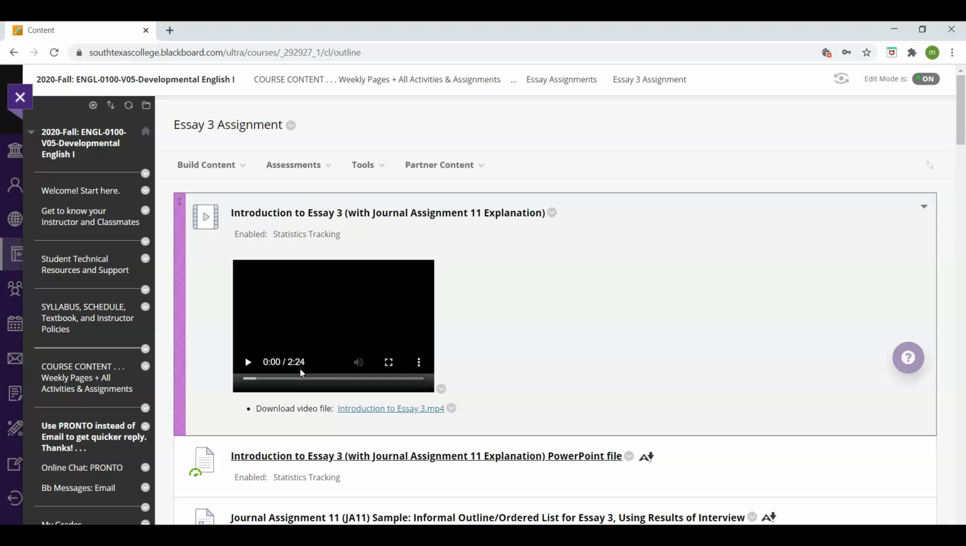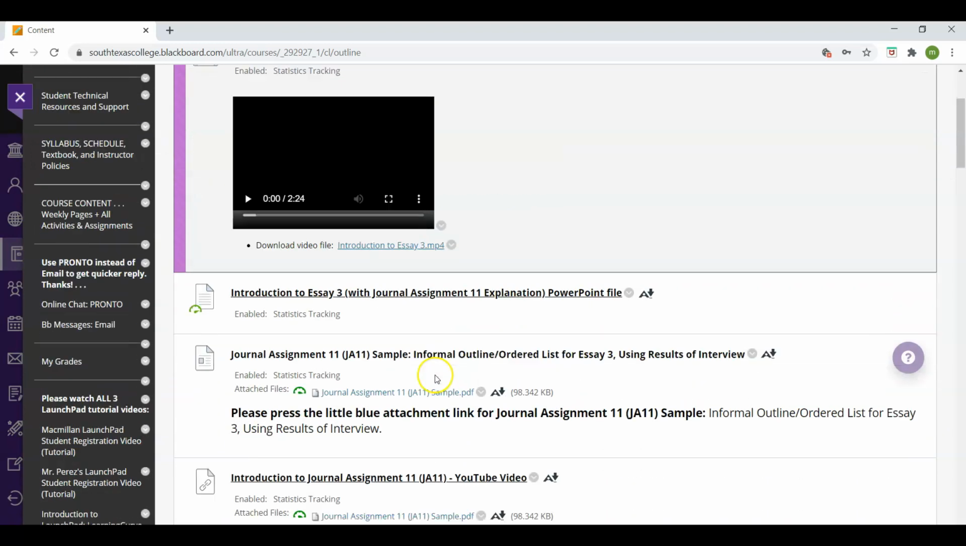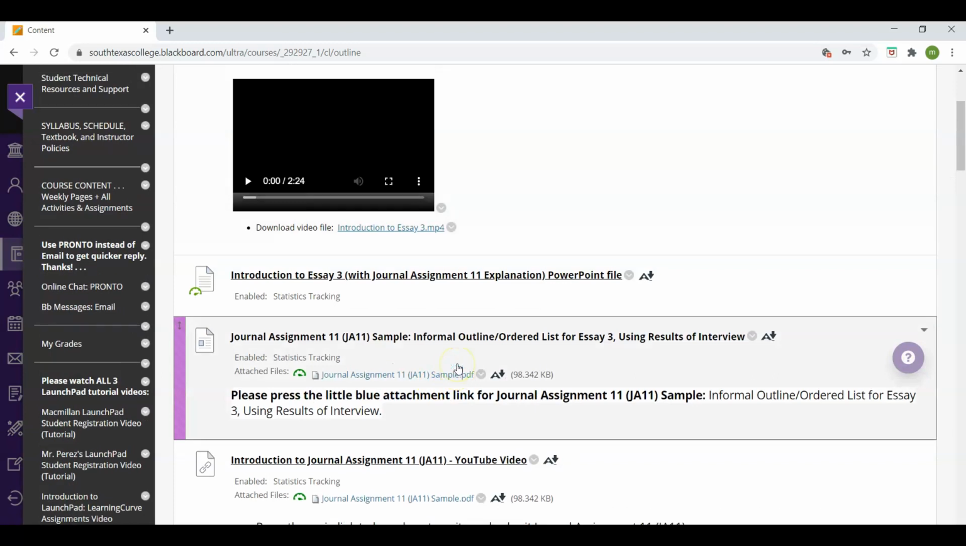It's very important that we have the materials, well, obviously that I have the materials that I need to explain this assignment, but of course you also need to have the materials you need as you prepare, as you write your journal assignment 13, and also as you write the essay, essay 3, as a whole in its complete form.